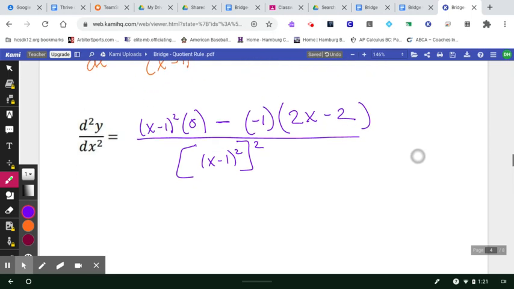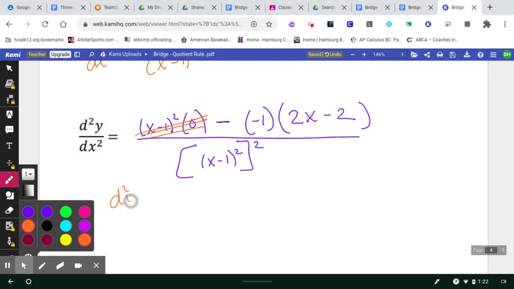And again, I'm just going to work on cleaning this up. Anything times 0 is gone, so that's beautiful. Negative times a negative is a positive, and that's 1, so that just stays 2x minus 2. And then power to a power, you can multiply, so you can call this (x minus 1) to the 4th. And then we're good to go there.